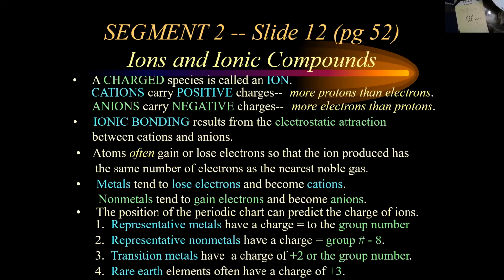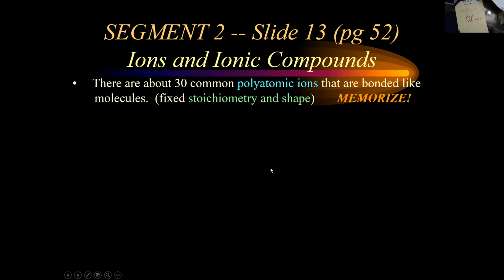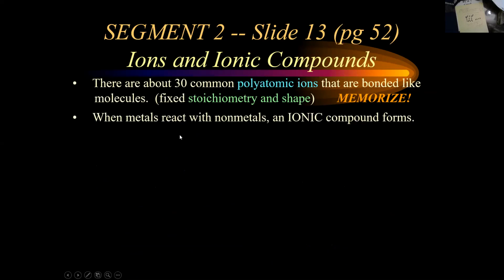Crazy names. Almost as bad as the ones I came up with. All right, so there's 30 or 31 polyatomic ions to memorize. I think it's actually 31. And you have to memorize those.